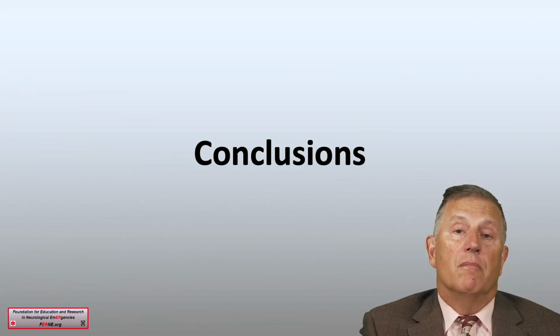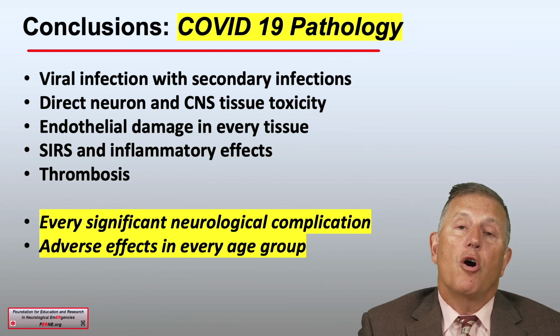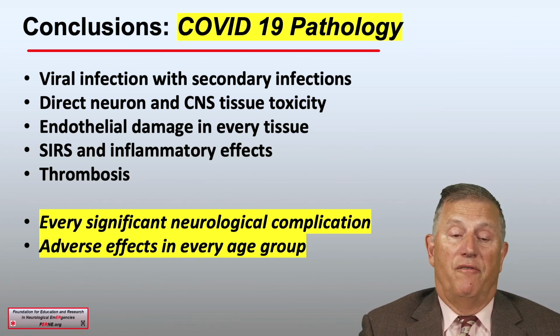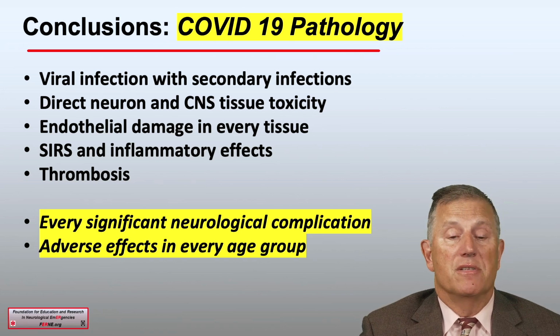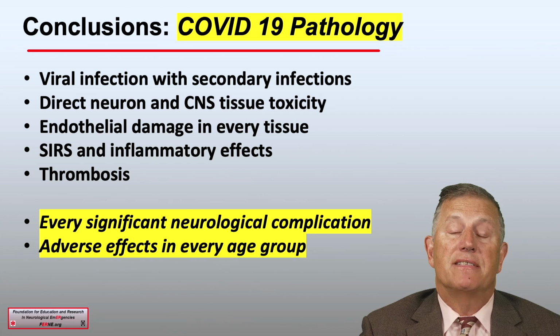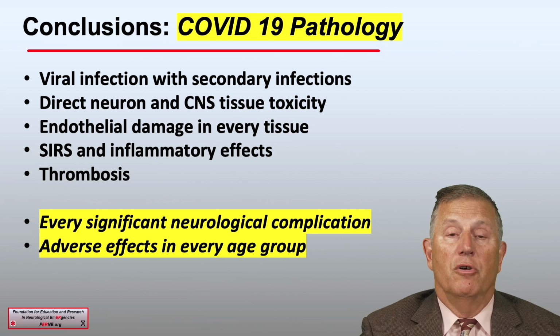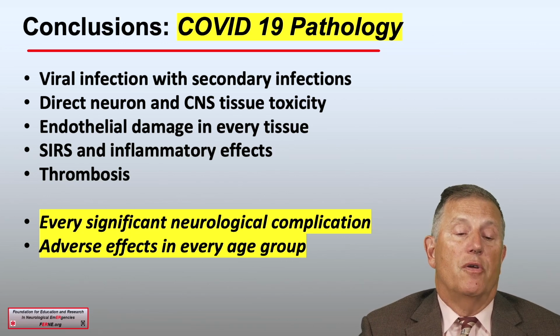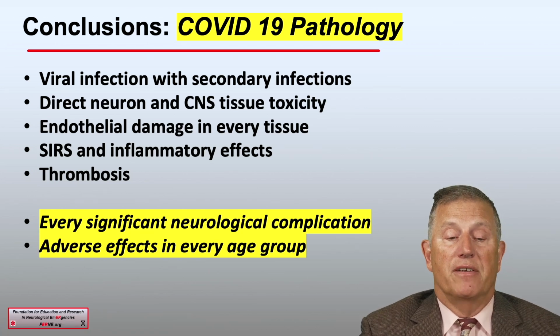So in conclusion, as we have discussed long COVID patients and ways in which to optimize their recovery, we conclude the following. Regarding COVID-19 pathology, we know it is a viral infection that causes secondary infections. We know that there's direct neuron and CNS tissue toxicity. There's endothelial damage in every tissue. There are SIRS and inflammatory effects which will cause chronic inflammation and tissue damage. And we know that there's thrombosis in the microvasculature of virtually every tissue in the body. So there is every significant neurological complication that is seen due to this pathology and adverse effects noted in every age group.